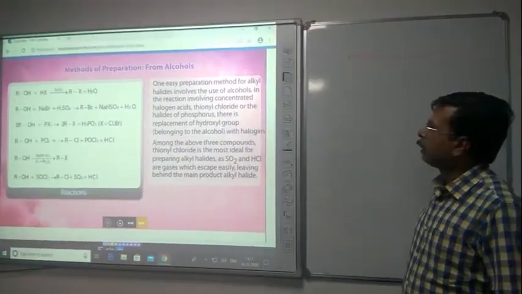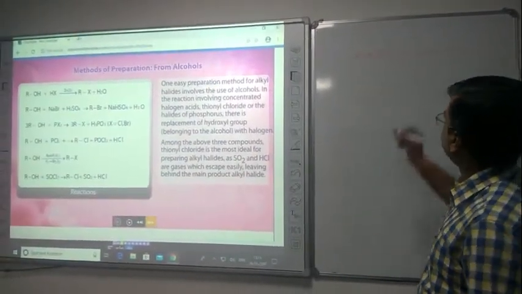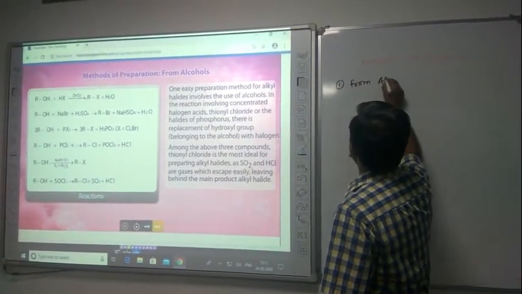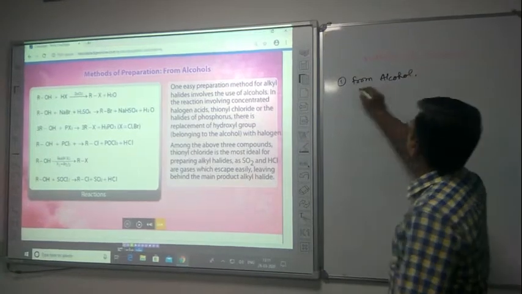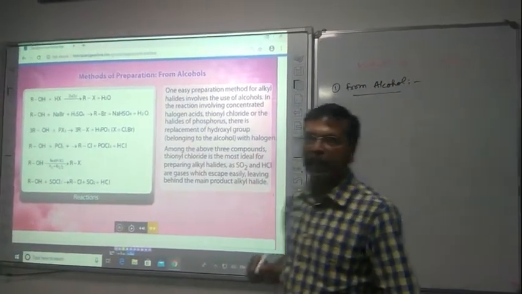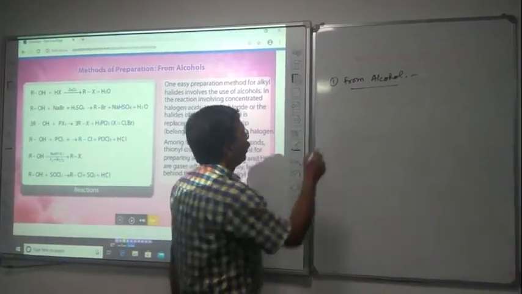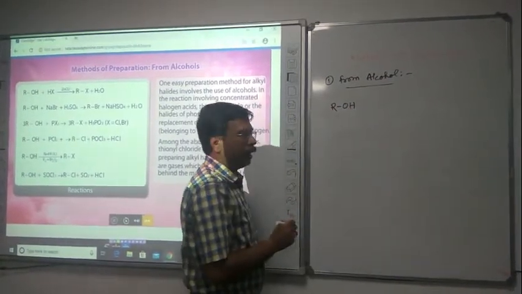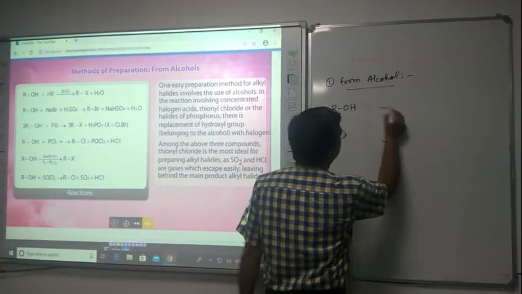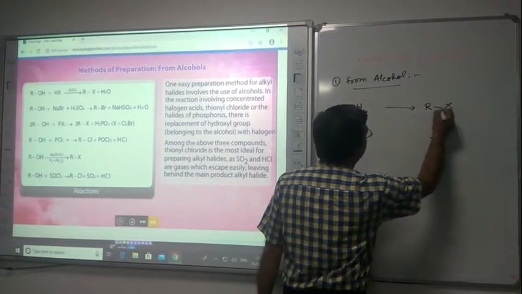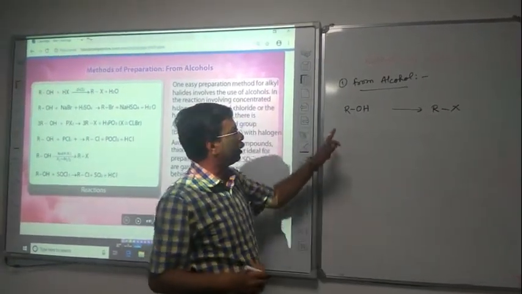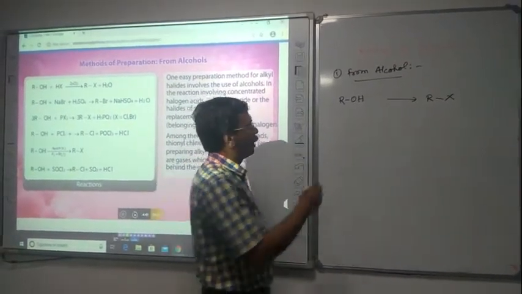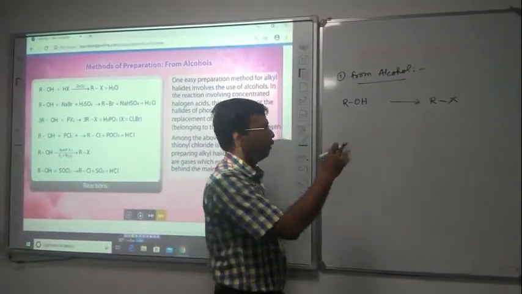Methods of preparation will start from alcohol. How can we prepare the alkyl halide from alcohol? See, from the formula, alcohol is ROH and alkyl halide is RX. So one thing you can understand is that the OH group is replaced by X. The OH group is replaced, so it's a kind of substitution reaction.